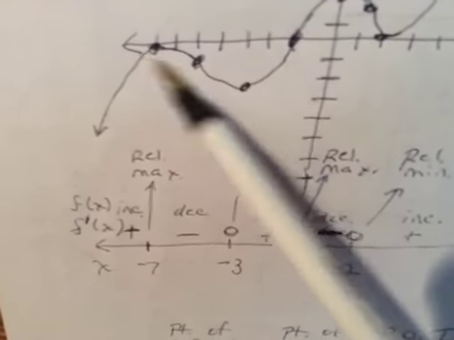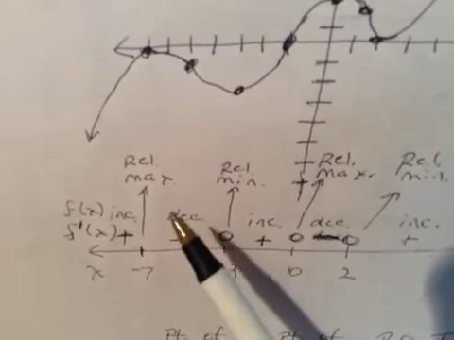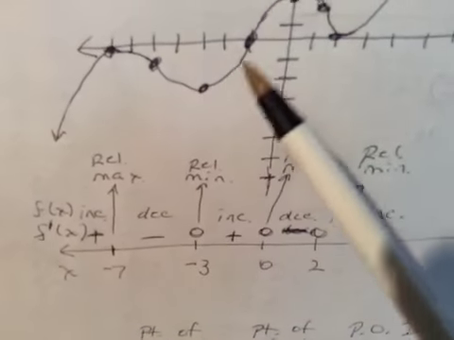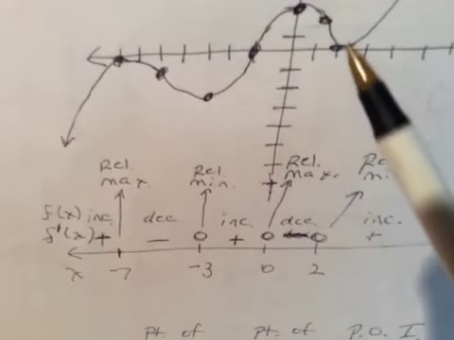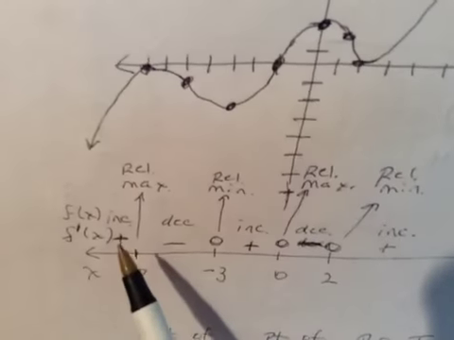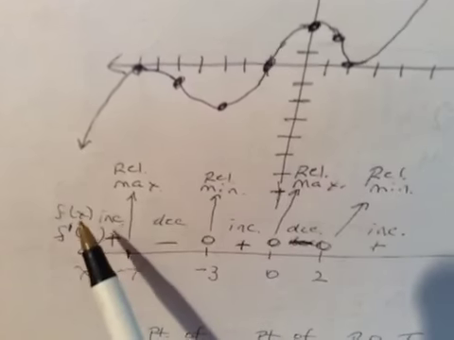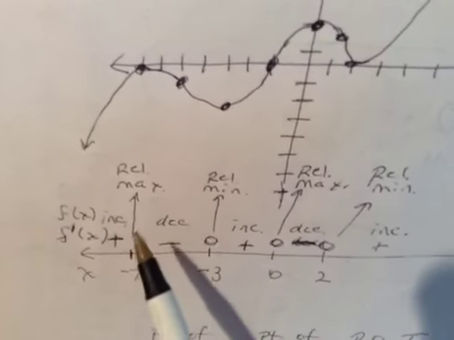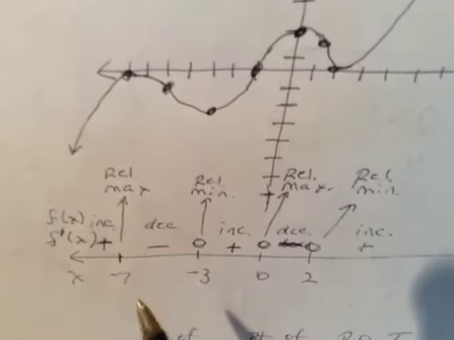Here it's decreasing. Derivative would be negative, function's decreasing. Increasing here, decreasing, increasing. Also, just based on this, knowing the derivative goes from plus to minus, which means my function's going from increasing to decreasing, there's a relative maximum.